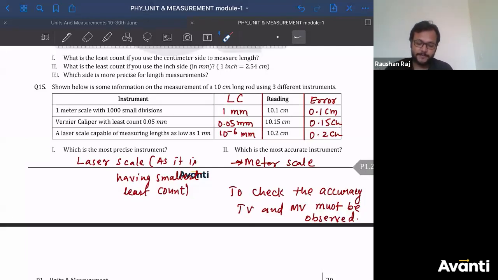Okay, guys? So please yaad rakhna. To find out the accuracy, measured value and true value must be observed. To find out the precision, least count must be observed. ठीक है? तो कितना least count है? The smallest least count will have the highest precision. Alright, guys? So please remember this part.